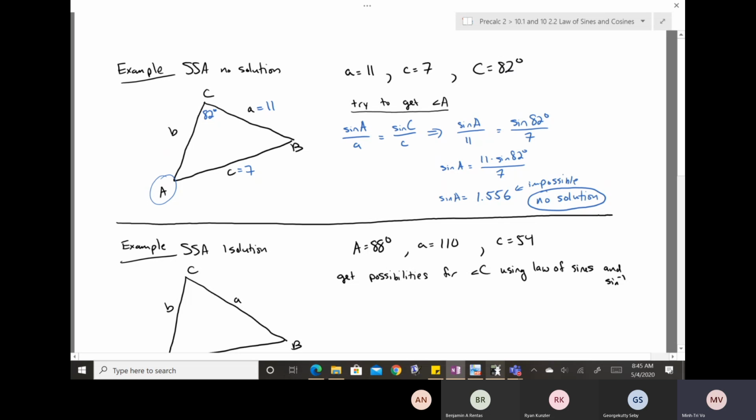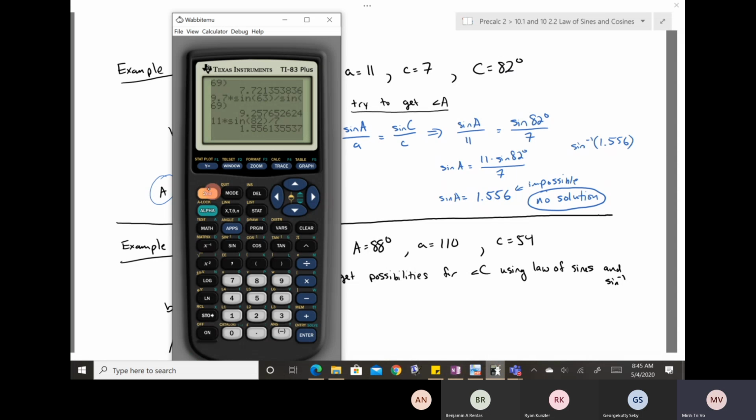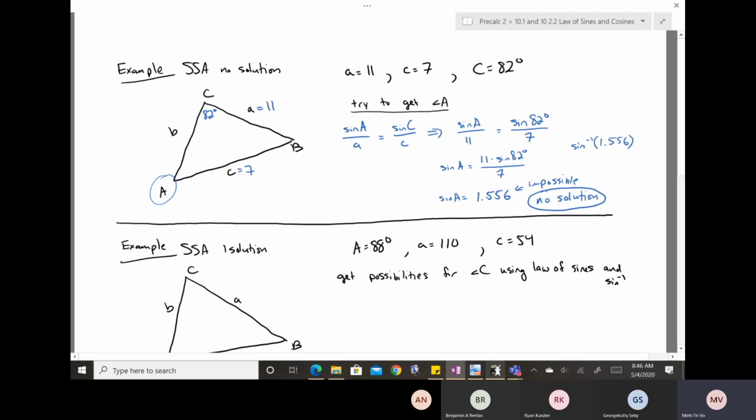Here we want to figure out what angle A is. If I were to try to solve it, I would need to take the inverse sine, because the angle is unknown. So if I were to calculate it, I would have to calculate it this way: inverse sine of 1.556, but you'll see that this is impossible. It gives you an error because it's just not possible to calculate this.